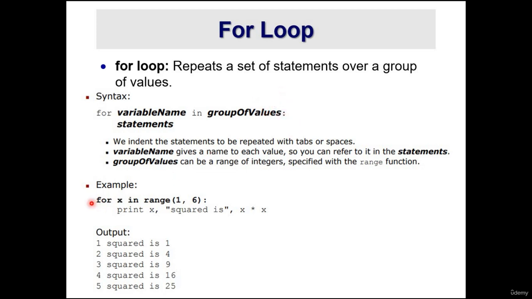For example, for x in range 1 to 6. For is a keyword, x is a variable, in is a keyword, and range is the built-in function, with 1 to 6. Print x squared, which is x multiplied by x. So the square of 1 is 1, the square of 2 is 4, the square of 3 is 9, the square of 4 is 16, the square of 5 is 25. But 6 is not included, this is something built in. The start of the range is inclusive and the end of the range is exclusive, so you have to keep that in mind while coding.